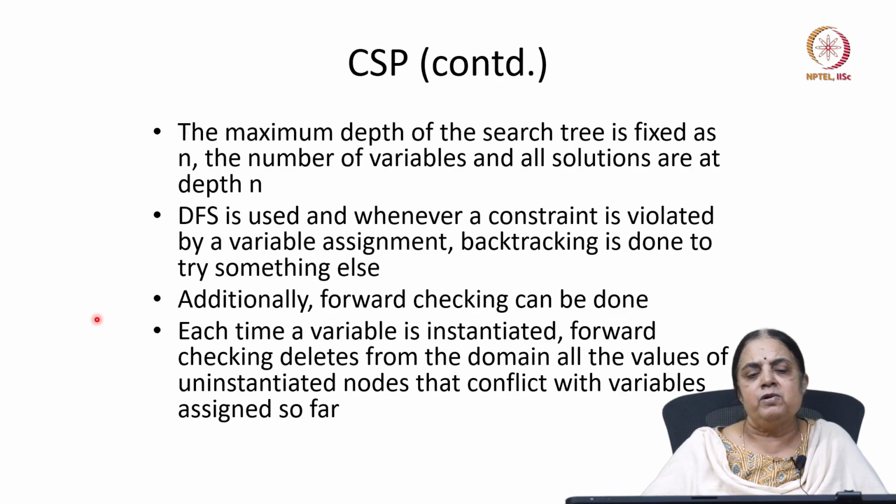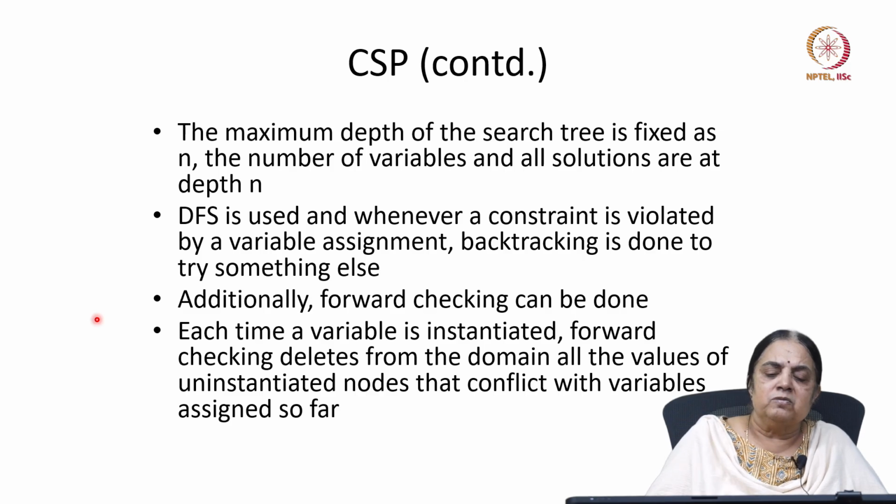It's equal to the number of variables, because in each depth or in each level you are going to assign one value of one variable. So the maximum depth will be equal to the number of variables that you have. Additionally, once you find that some value which you have assigned violates a constraint, it backtracks and tries some other assignment.